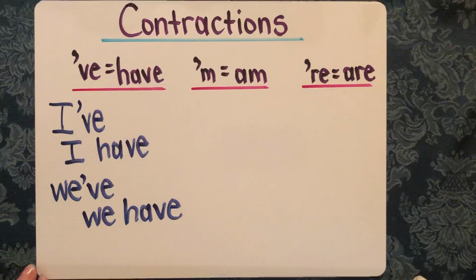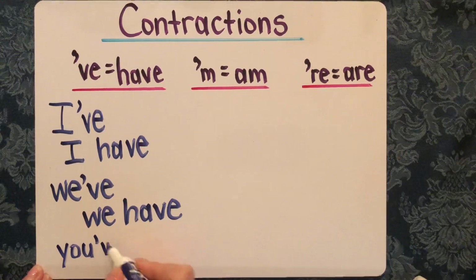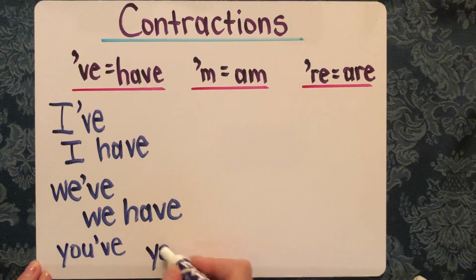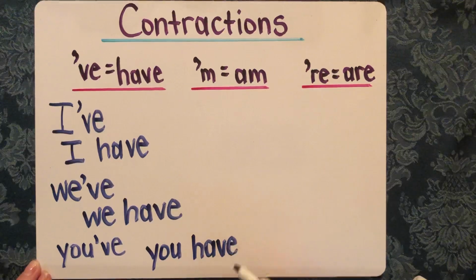Let's look at one more example. If I were to say the contraction you've, that is the contraction or the short way of saying you have, because the apostrophe VE is short for have. So you've is the contraction for you have.